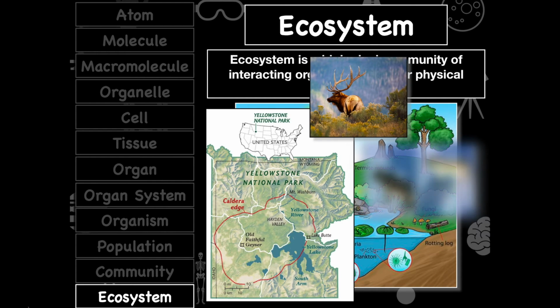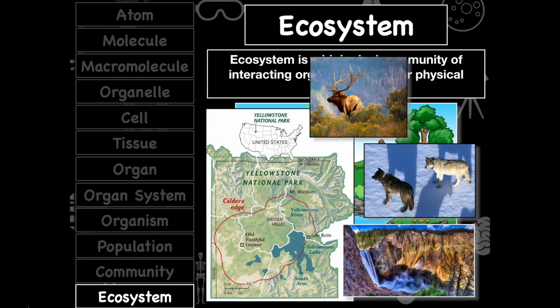So we can think about the elk, the wolves, all interacting with the river system. The elk is going to eat the plants in the environment, the wolves will eat the elk, but they both depend on the water, which is a non-living source of sustenance, to live. So again, it's the interaction of abiotic and biotic features amongst all the organisms in that community.